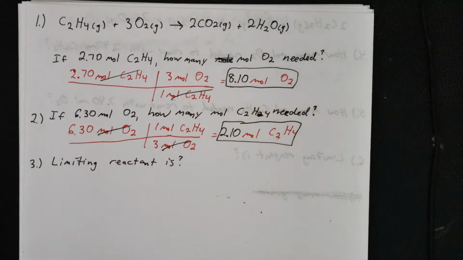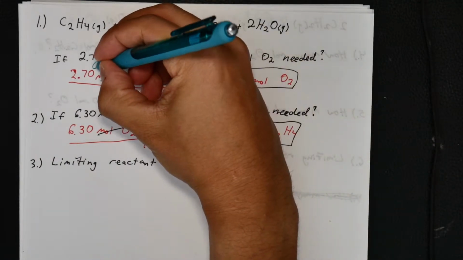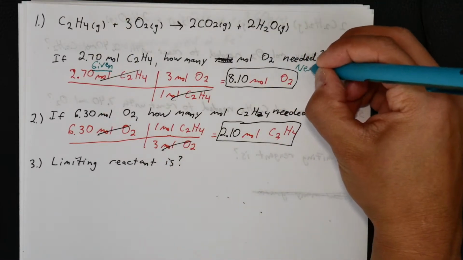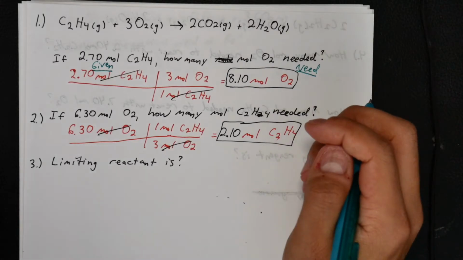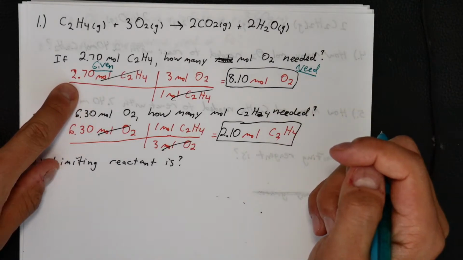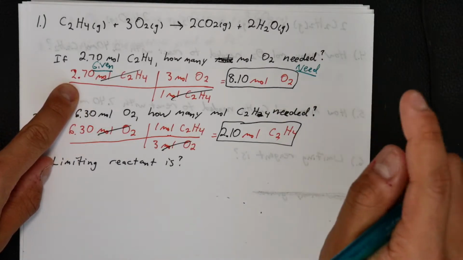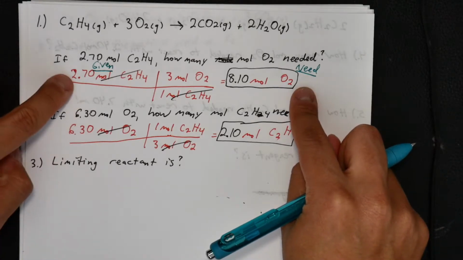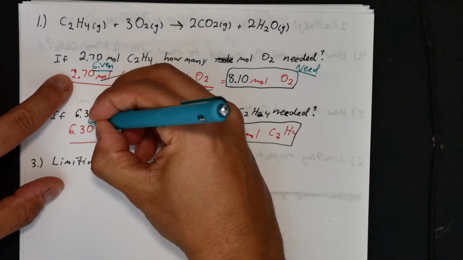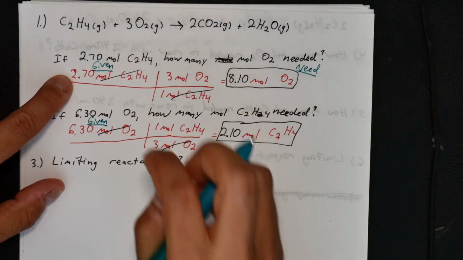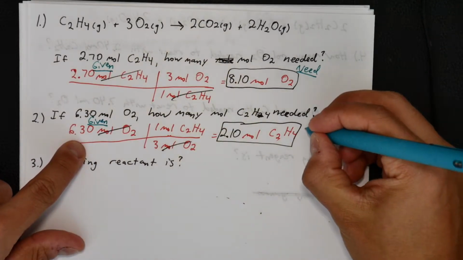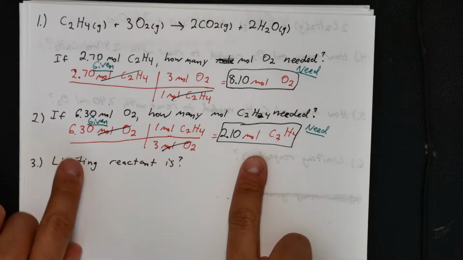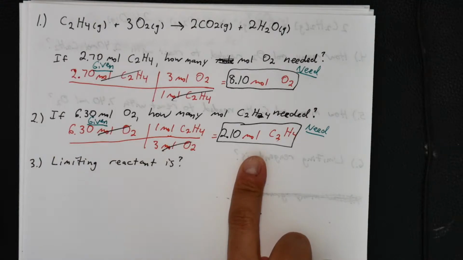And we need... Okay, so let's make sure we understand that this is given. This was given. This is what we need in terms of O2. So we were given 2.70 moles of C2H4. We need 8.10 moles of O2 to react with that. Down here, we are given 6.30 moles of O2. And in order to react all of that O2, we need 2.10 moles of C2H4.